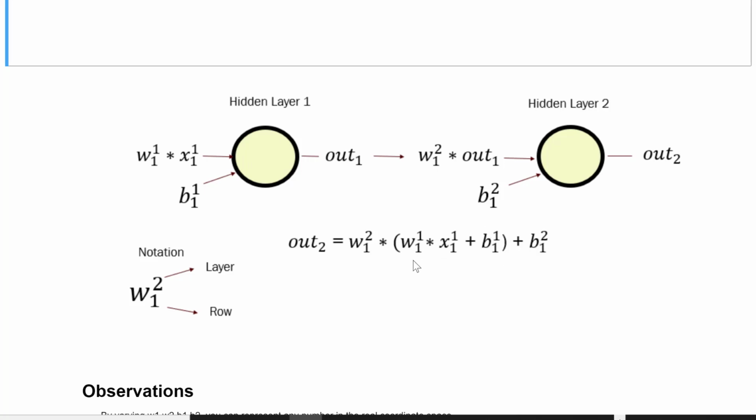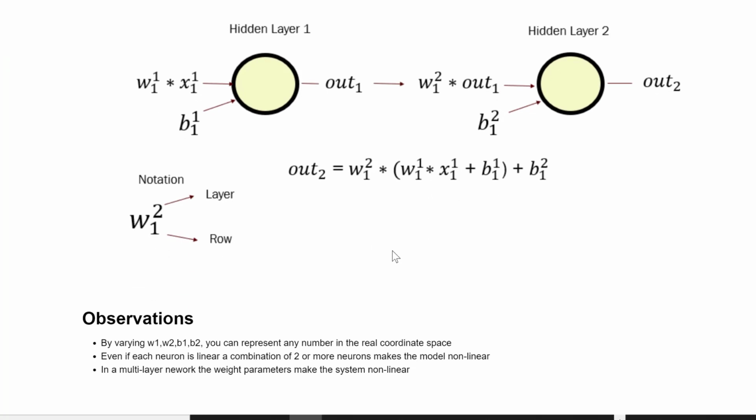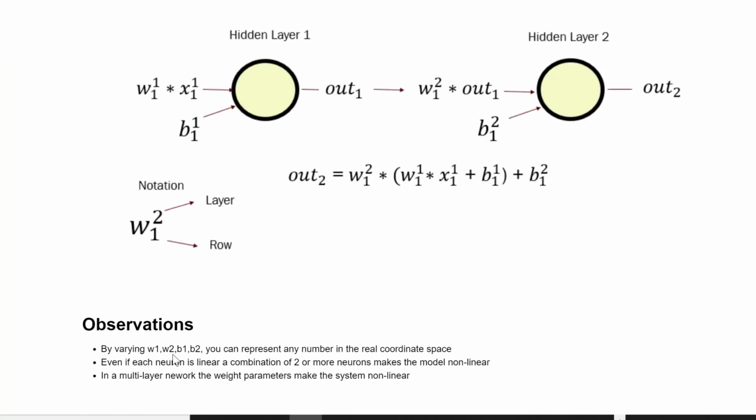So notice that W2 times W1 is basically a polynomial, right? And if we extended this further, you can see how layer by layer we're adding more complexity and more nonlinearity to the system. If we just have one layer, we essentially have a multiple linear regression problem. By adding 2 layers, we've added some nonlinearity by multiplying the weights. Okay, so the high-level observation here is that by varying W1, W2, B1, and B2, let's just assume it's all one row here, in our simple model we can represent any number in the real coordinate space.